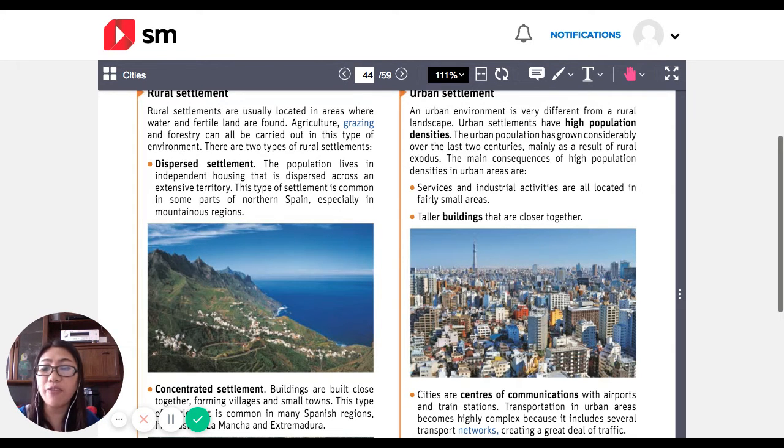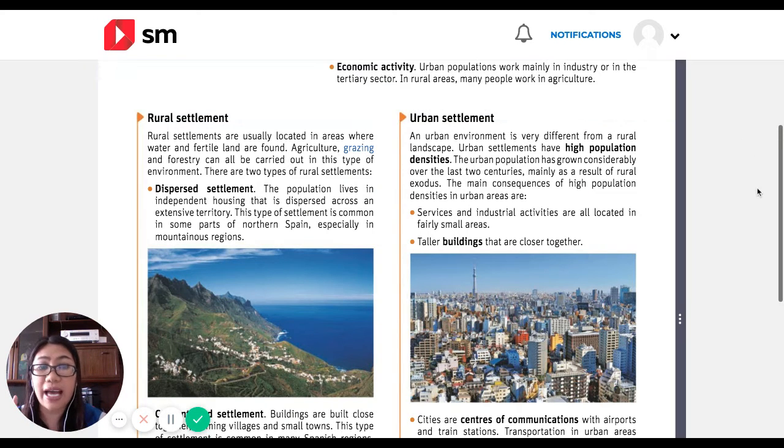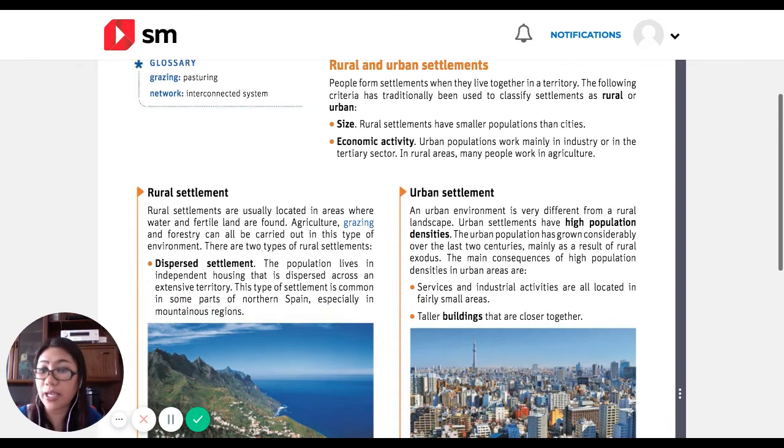So we have the word settlement. When we say settlements, people live together in a given territory. So there are two types of settlements. We have the rural settlement and we have the urban settlement. In order for us to know whether a certain territory is urban or rural, there are two criteria or two main features. So we have size and economic activity.